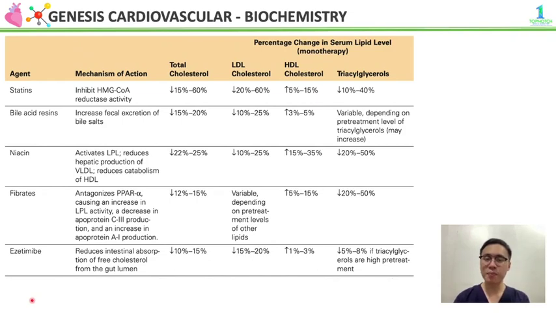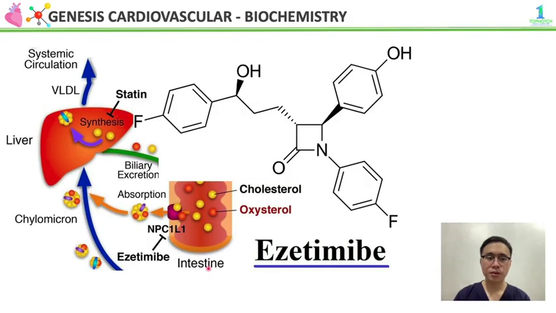Lastly, we have ezetimibe. The role of ezetimibe is that it reduces intestinal absorption of free cholesterol from the gut lumen. So obviously, the main action will be to decrease LDL cholesterol. And the way it does this is that it directly inhibits intestinal absorption. In this figure, you can see the presence of cholesterol in the intestinal lumen. What ezetimibe does is directly block NPC1L1, thereby inhibiting the absorption of cholesterol.